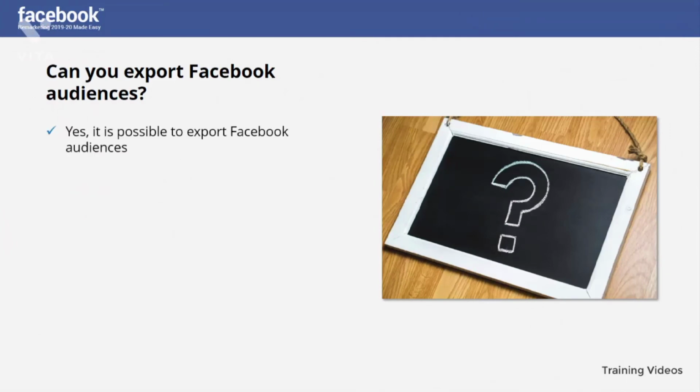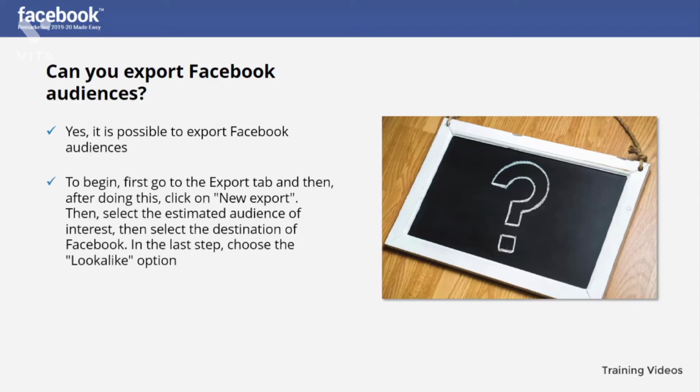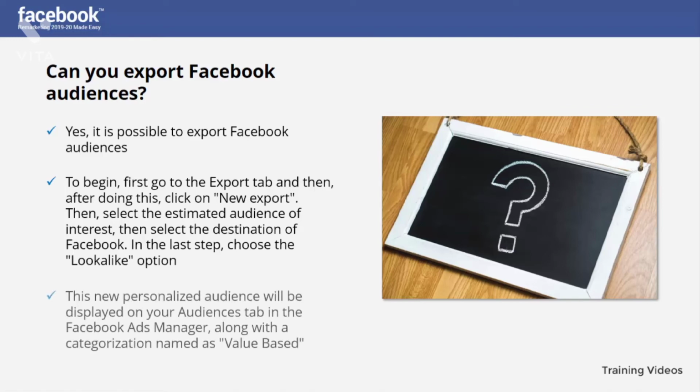Can you export Facebook audiences? Yes, it is possible to export Facebook audiences. To begin, first go to the Export tab, and then click on New Export. Then select the estimated audience of interest, then select the destination of Facebook. In the last step, choose the lookalike option. This new personalized audience will be displayed on your Audiences tab in the Facebook Ads Manager, along with a categorization named value-based.